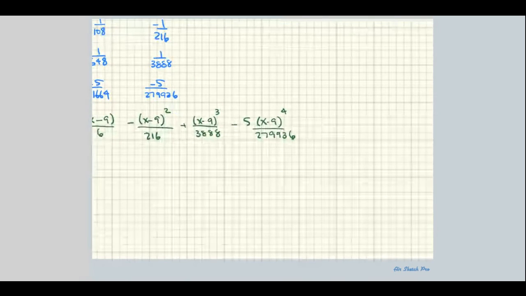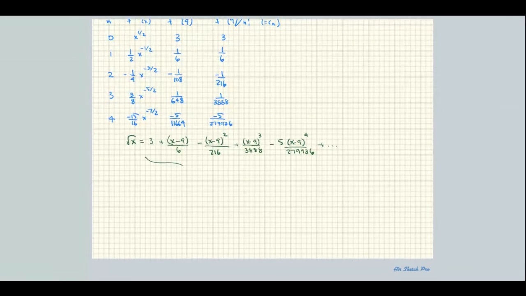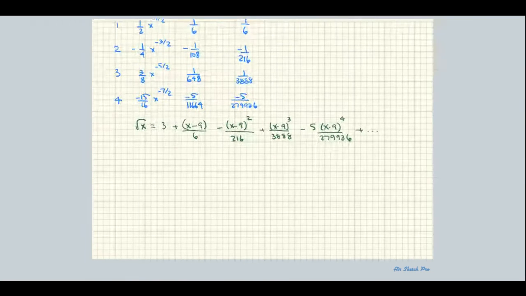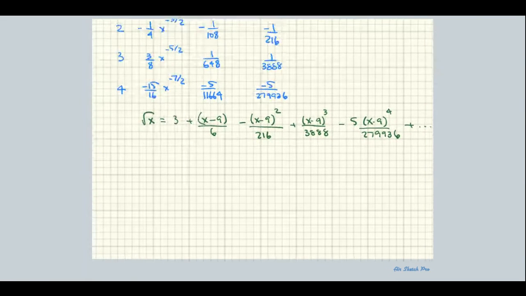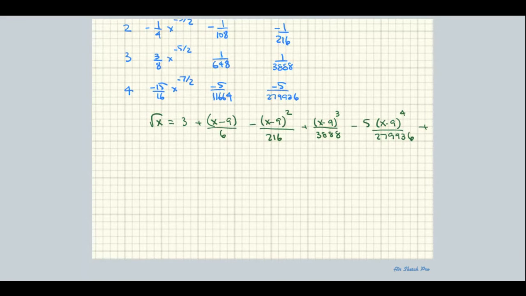Yeah, plus things. I want to point out, guys, that at this point, after the first two, everything is alternating, which is useful. Now we are to try our approximation for root 10.